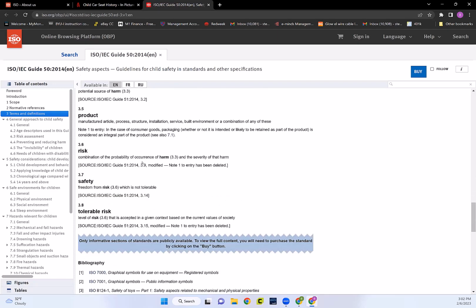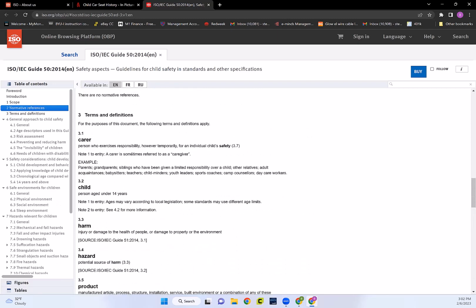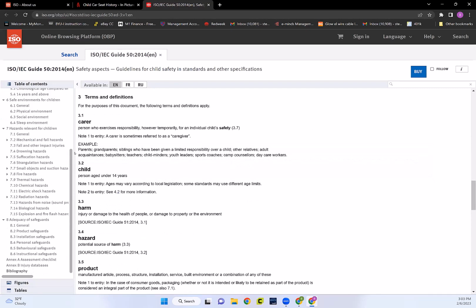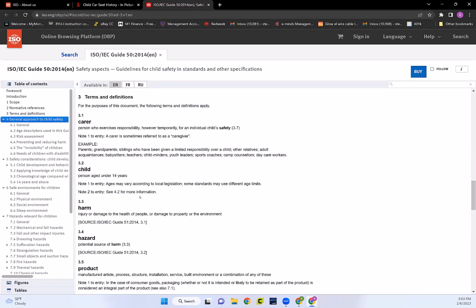So when you review all the ISO standards, they're going to give you these terms and conditions, and then the general approach, and then the actual standard itself. So when you buy a car seat now, it should have an ISO standard on it saying how safe and what type of safety rating it accounts for.